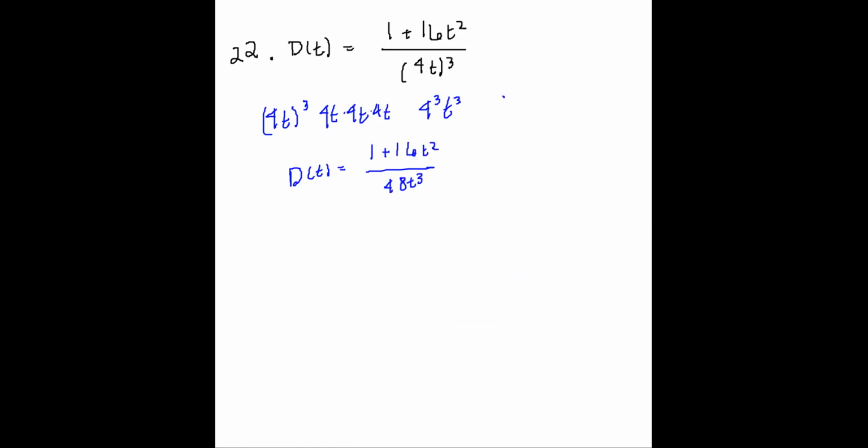Okay, now I'm going to go ahead and identify which function is my f. So I'm going to have f of t be 1 plus 16t squared. I'm going to define my f prime right now while I'm working with f, and so that's going to be 0 plus 16 times 2t, or 32t. Then I'm going to go ahead and do my g.